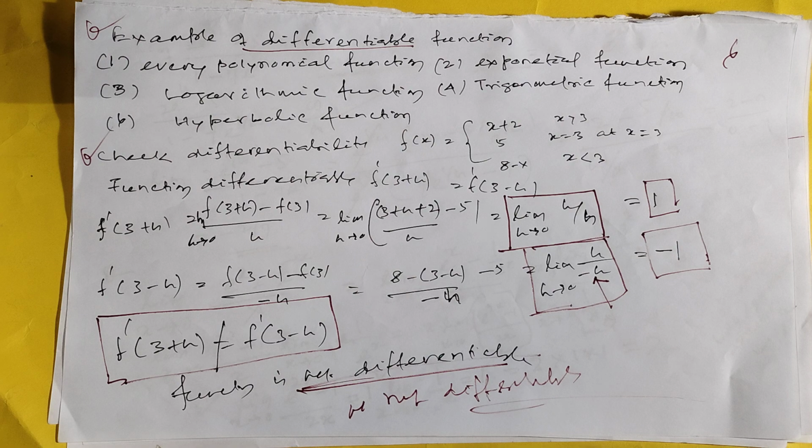Example, differentiable function. Check the differentiability of f of x, which is 2 when x is greater than 3, 5 at x is equal to 3, and 8 minus x when x is less than 3. The function is differentiable when f dash 3 plus h is equal to f dash 3 minus h. So what is f dash 3 plus h? Then what is f dash 3 minus h? Here f dash 3 plus h is not equal to f dash 3 minus h. The function is not differentiable.